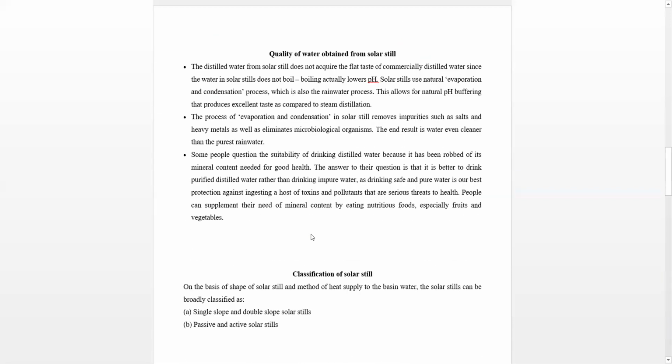So what happens is that when distillation is done by using the boiling process, that is, if the entire fluid is heated to a boiling temperature, and after that the vapors are condensed, then you get the lower pH value, right? Boiling actually lowers the pH value. While a solar still uses natural evaporation and condensation process, which is also the rainwater process. This allows for natural pH buffering.